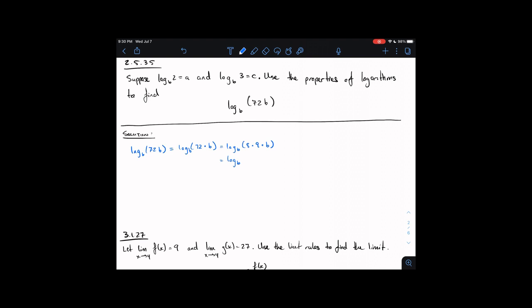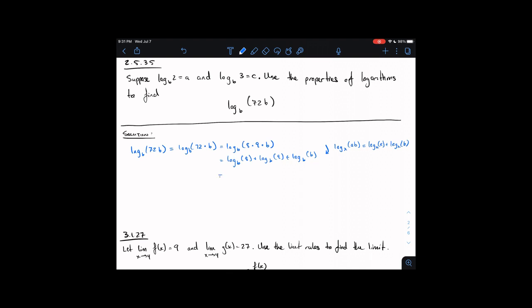This is where I do my first rule. So this can be written as, now I used it twice here, the rule that log base x of AB is equal to log base x of A plus log base x of B. So that's saying if you have a product inside of the log, you can split it out as a sum. Okay, and I used that 2 times.